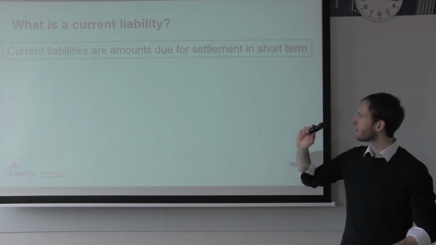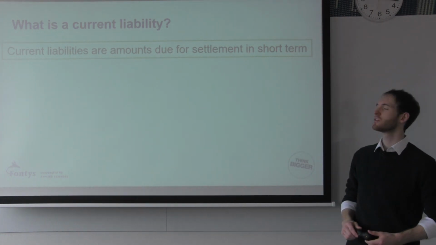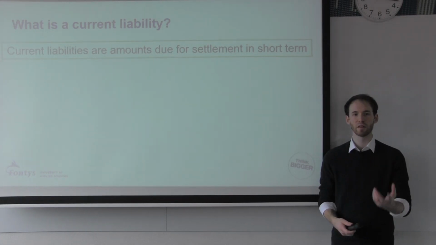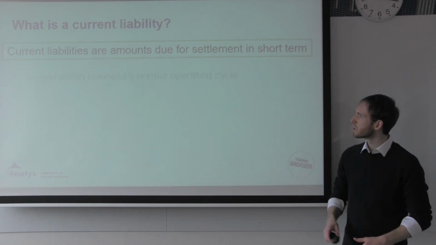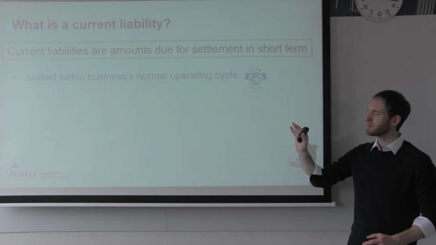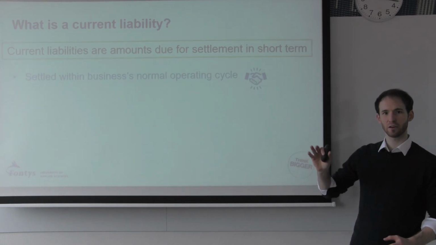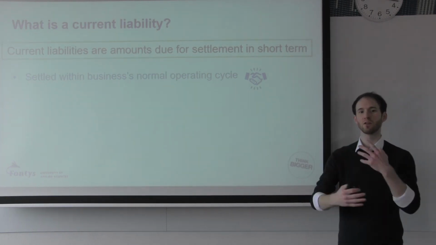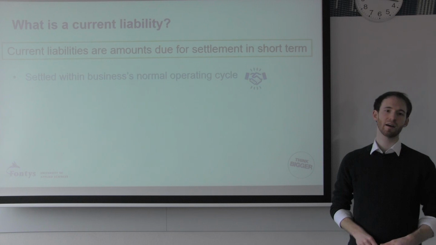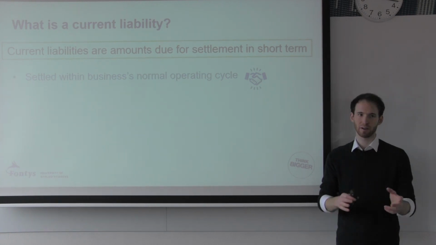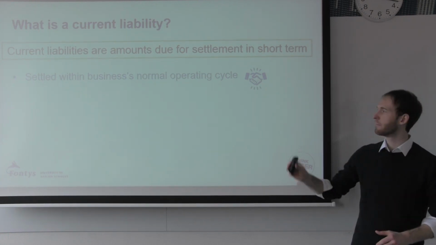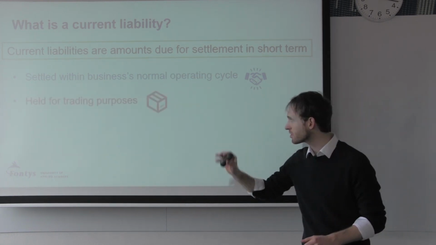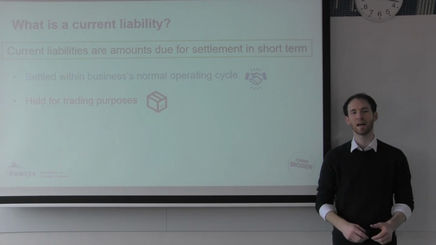There are those amounts due for settlement in the short term. So basically, we as a company still have to pay something within the next year. So quite similar characteristics as the current asset. They have to be settled within the business's normal operating cycle, so within a normal business year. They have to be settled, not redeemed, sorry, but they have to be settled. They have to be paid back. They should also be part of the trading that is happening in the company.